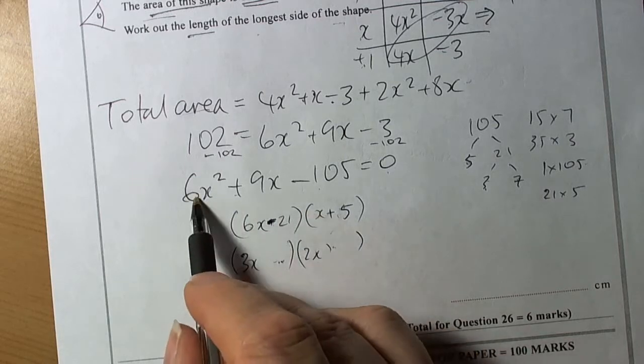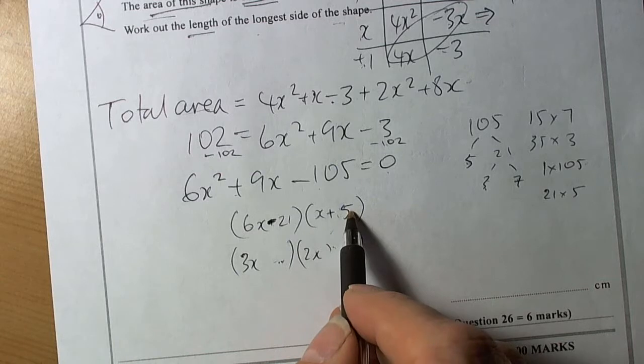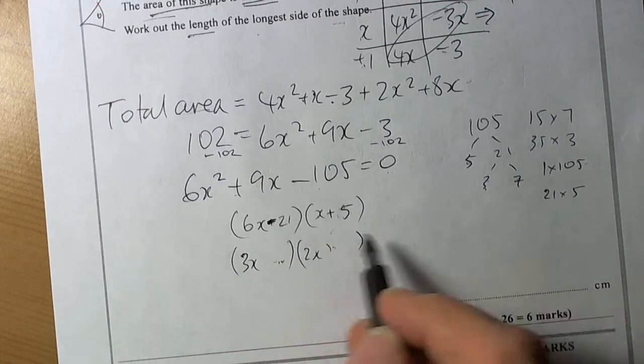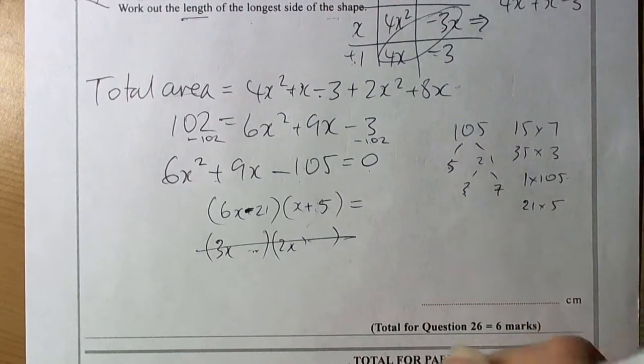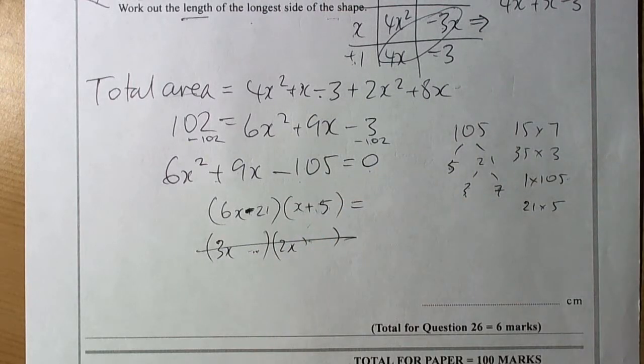6x times x is 6x squared. Take away 21x from 30x: 6x times 5 is 30x, take away 21x is 9x, and negative 21 times 5 is negative 105. So that works. The formula, if you like using it, could have been a straightforward direct way to get the answer here, but quite often these questions will factorise, and it's a bit of fun playing with numbers.